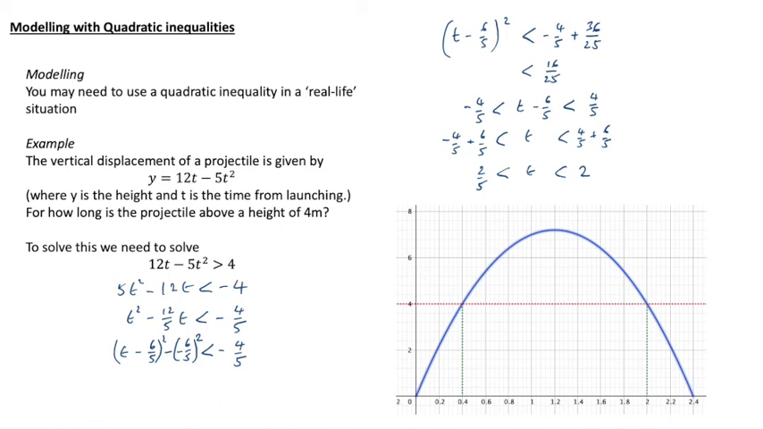And so finally we can say how long the projectile was above a height of 4 meters, and that was between 2/5 and 2 seconds, and so t is equal to 2 take away 2/5, which is 8/5, which is 1.6 seconds.